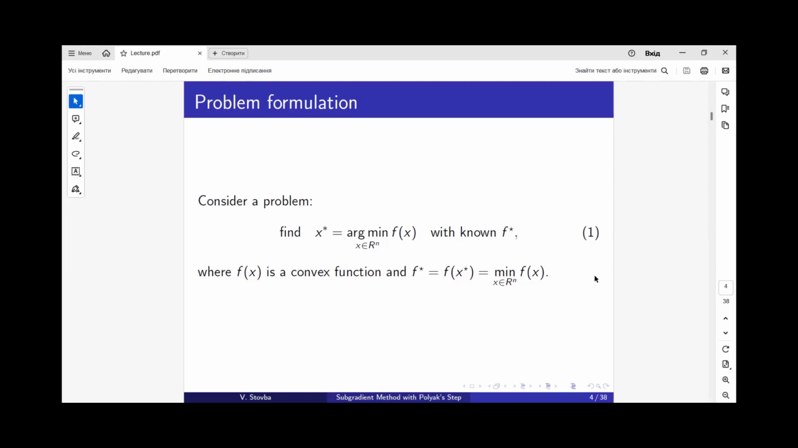Actually, there are a lot of situations where we know this optimal value, but even if we don't, we can use some estimates, lower or upper, of this f star and use the algorithm that we are going to discuss. So here f is convex, it's very important. And now we do not concentrate on smoothness of this function.